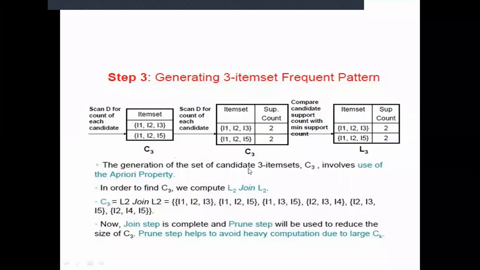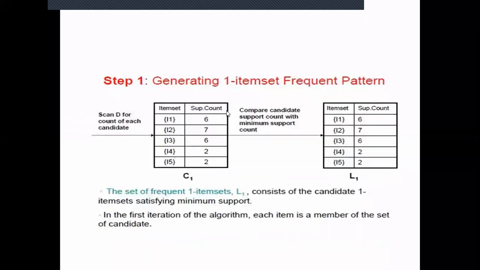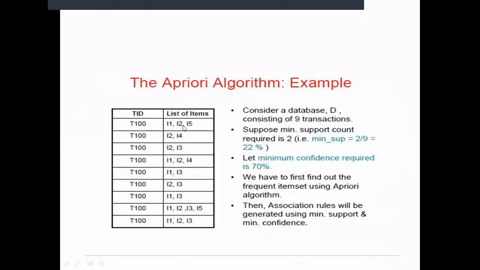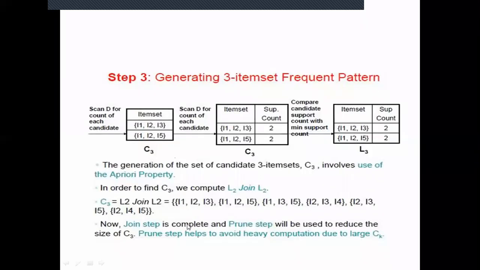Okay, so over here you're getting C3. Then again find out the support count of I1, I2, I3. That means how many times these three items were bought together. I1, I2, and I3. Okay, you can see over here and over here. That means how many times? 2 times. So what is the support count of this? 2. What is the support count of this? 2. So I will be taking both over here in my L3. So when you are generating L3, these both will come. Fine.